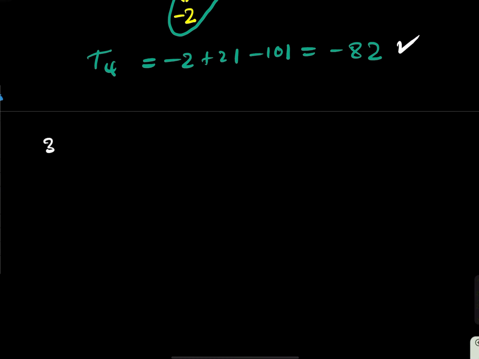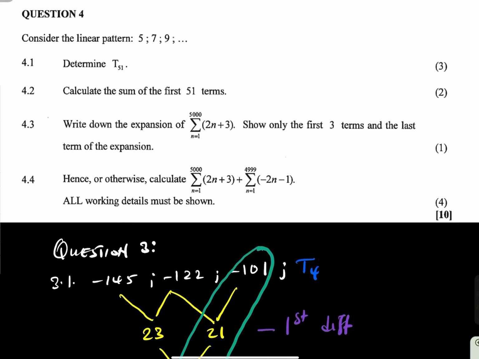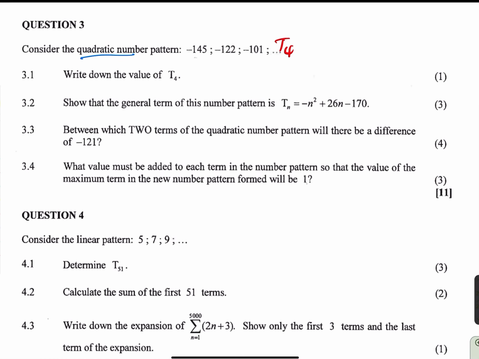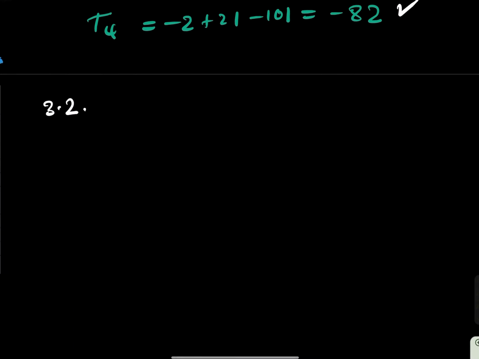Now, 3.2, let's check what they are looking for. They are saying to show that the general term of this number pattern is Tn equals negative n squared plus 26n minus 170. So they are basically saying show that A is negative 1, B is 26, and C is negative 170. So let's do that.